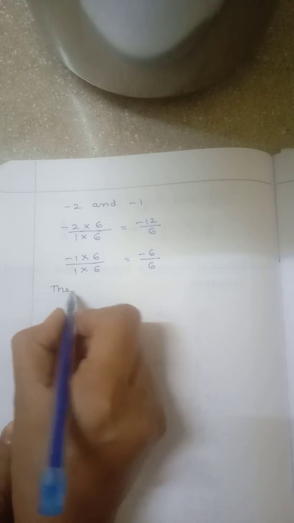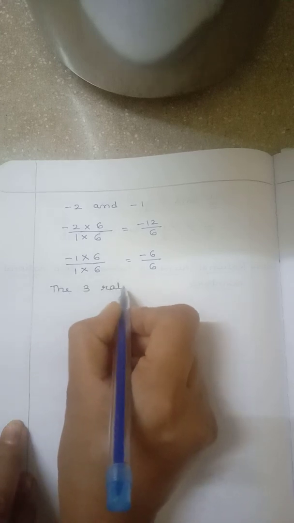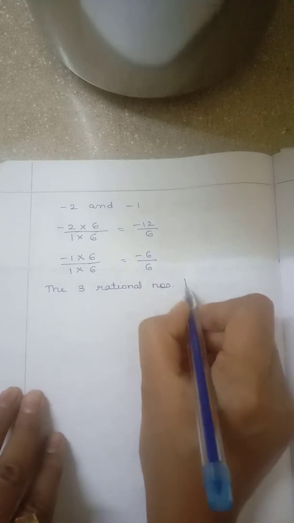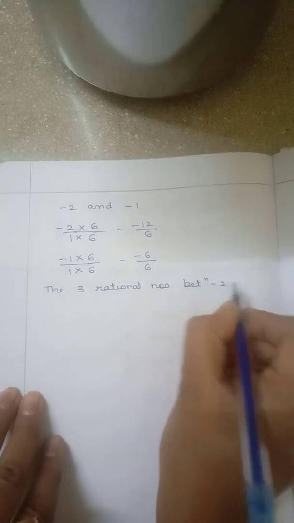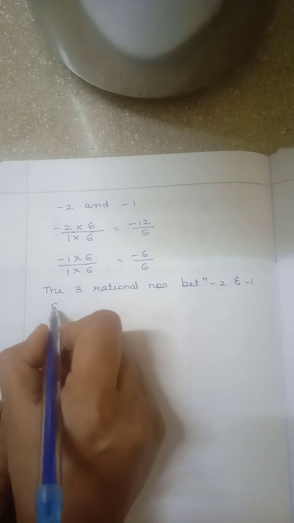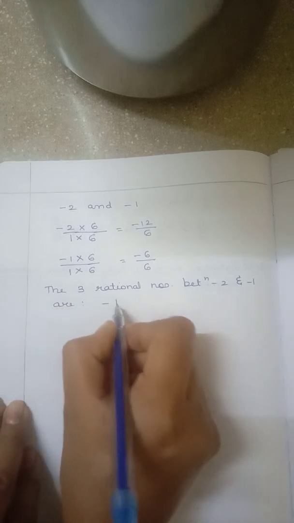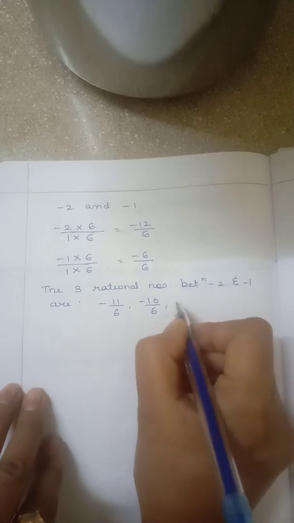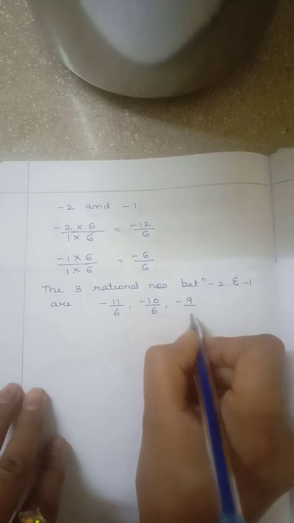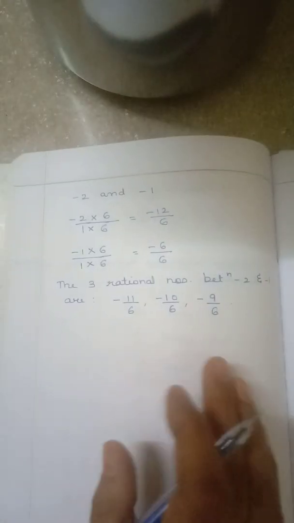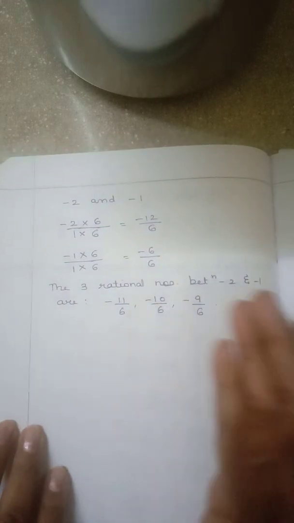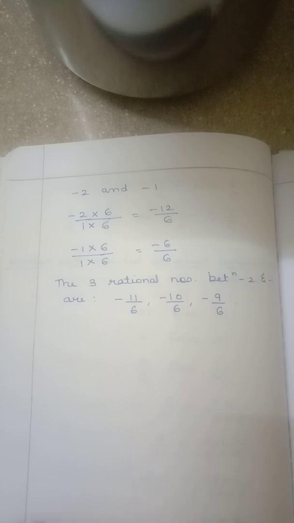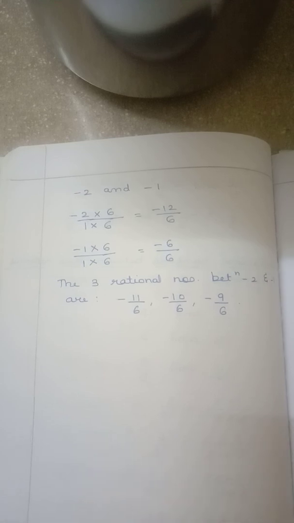So you can write the 3 rational numbers between -2 and -1 as -11 by 6, -10 by 6, -9 by 6. Okay, 3 they have asked, so write 3. If they have asked more, you can write more also. In this way you have to write the rational numbers between any two given rational numbers.